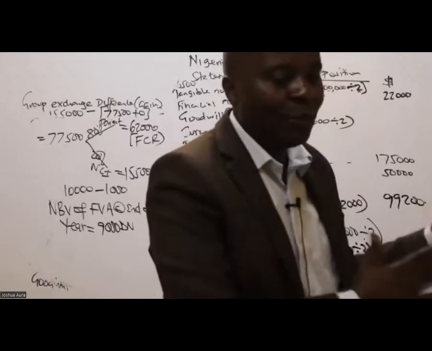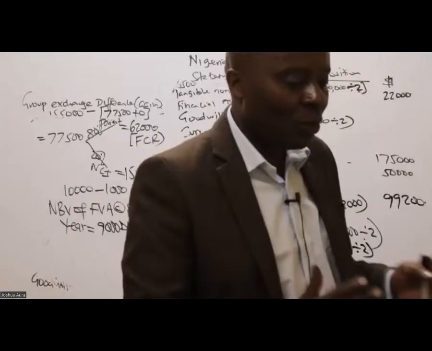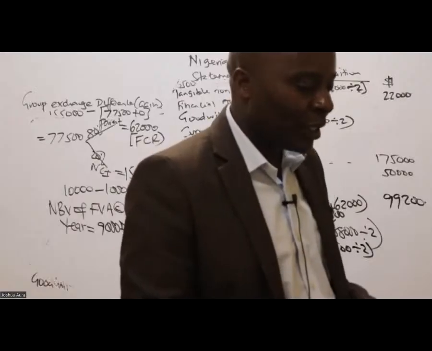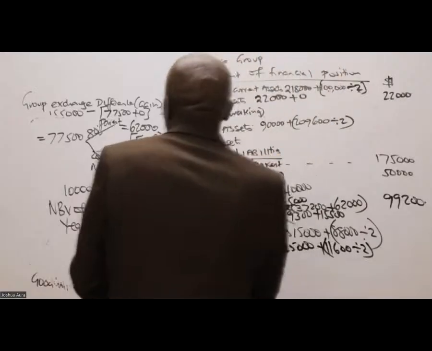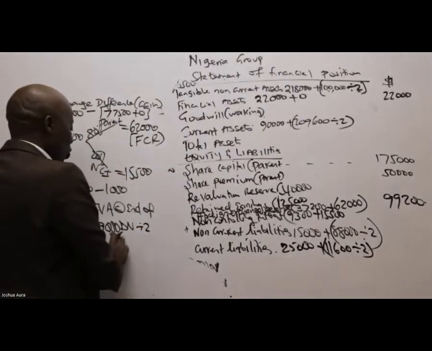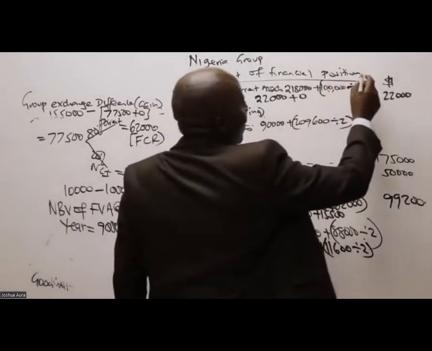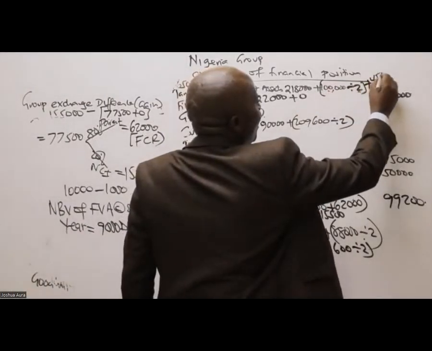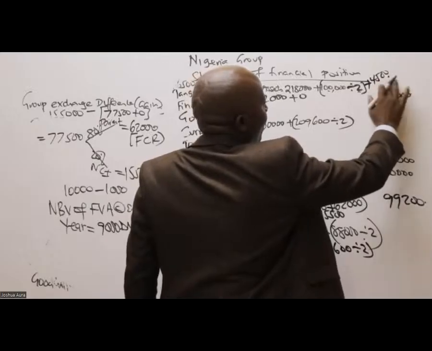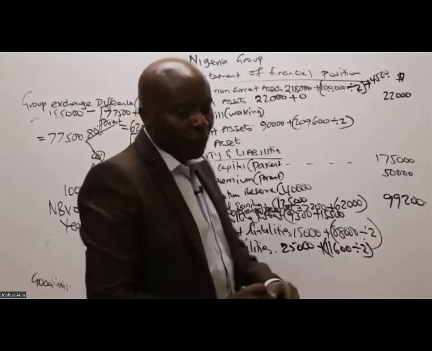Because it's net book value at the end, it should be 2. So could you kindly come and divide this with 2? So what are we getting here? This automatically will be 4,500. Please include this figure here, so plus 4,500, and then give me an answer.